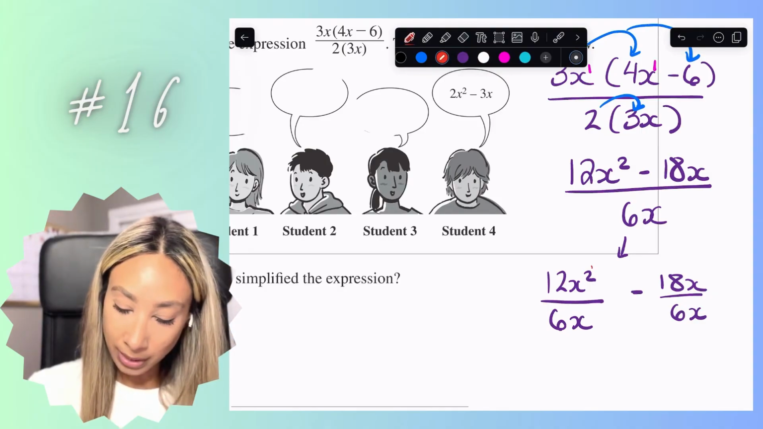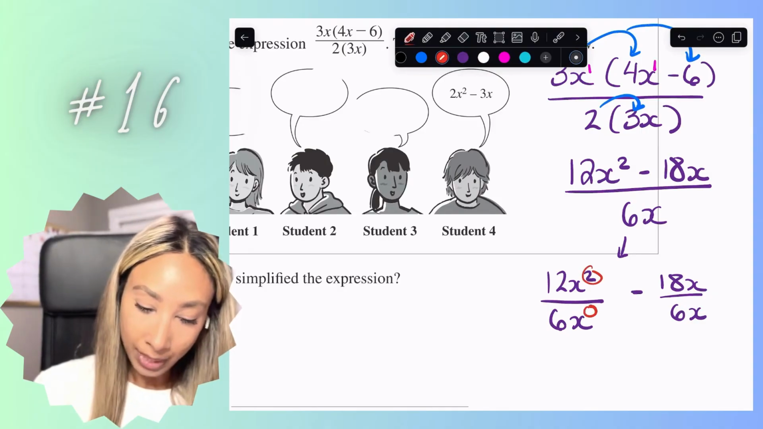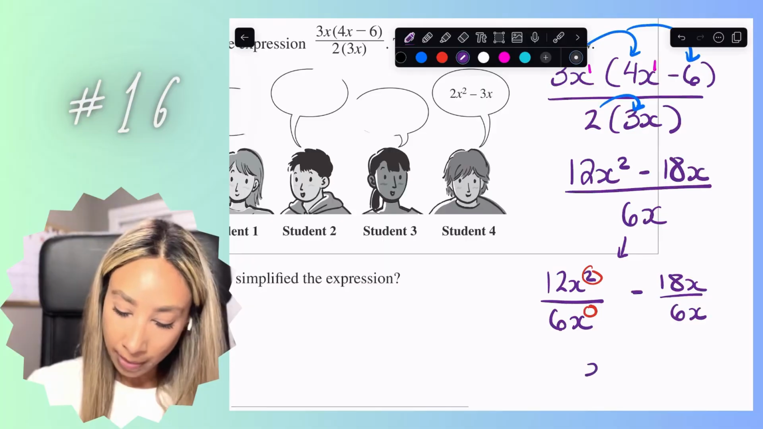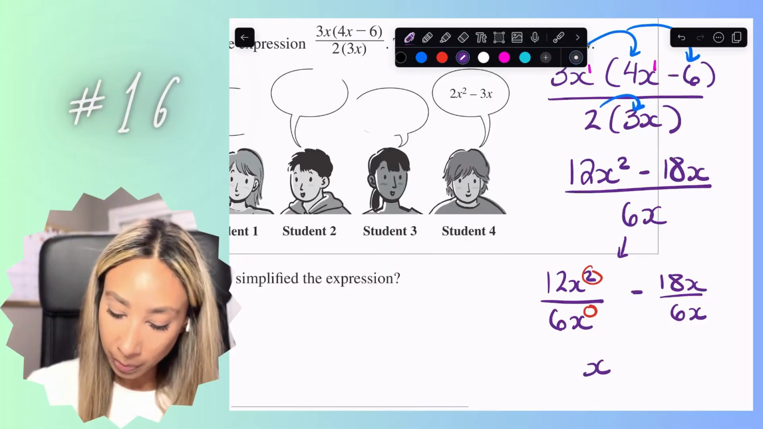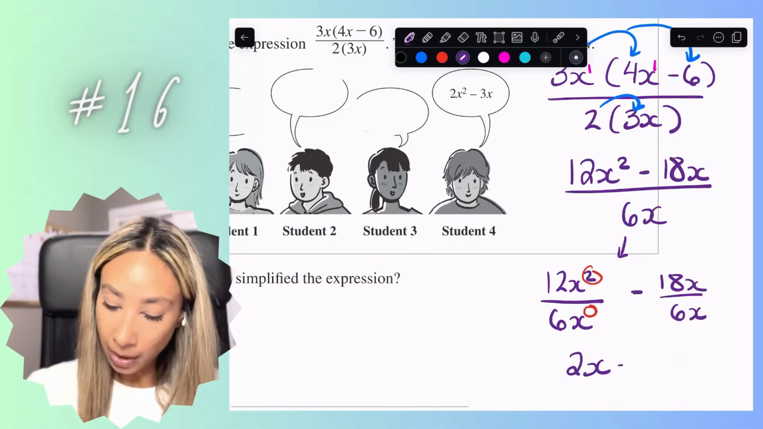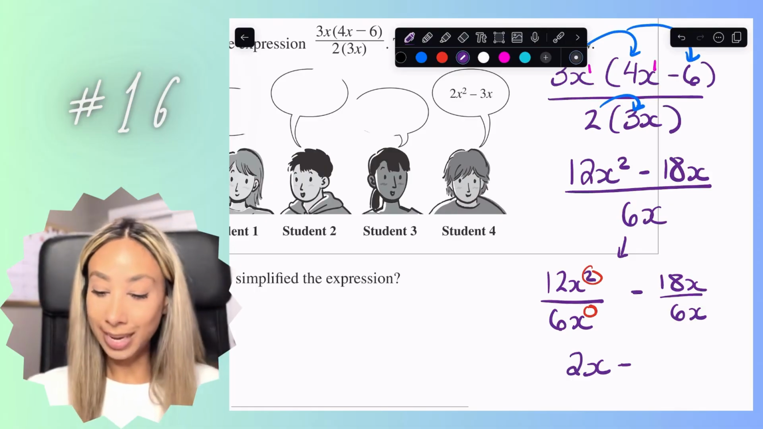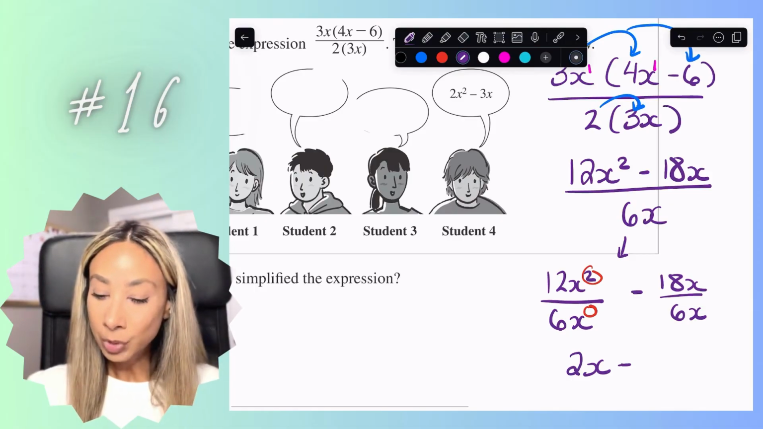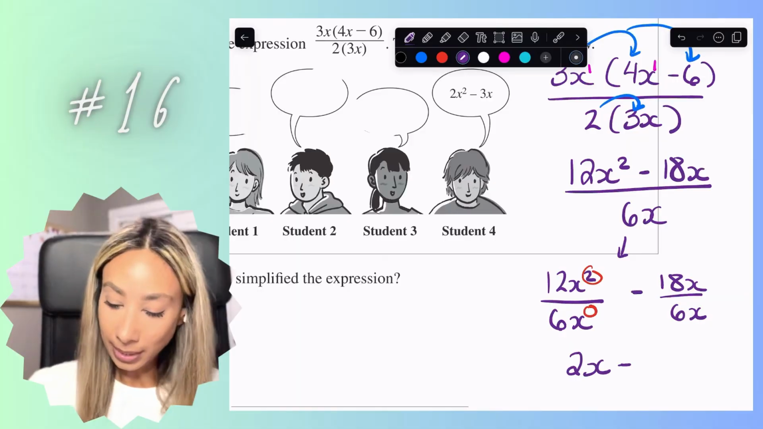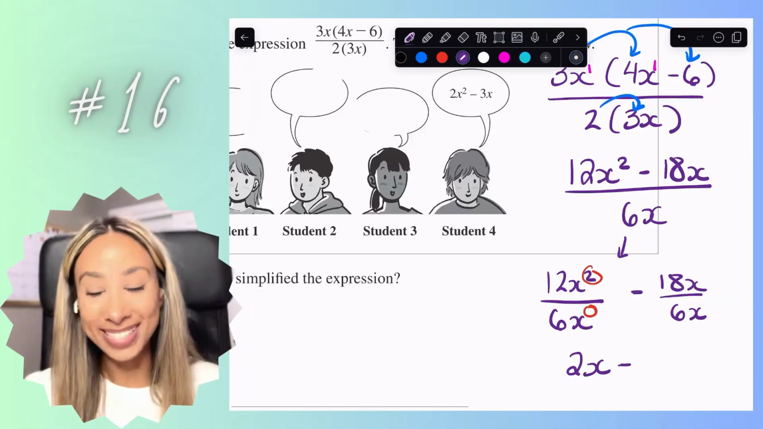So these exponents here are going to get subtracted. That's going to leave me with just x. And 12 divided by 6 leaves me with 2. Then I'm going to bring down that negative and then focus on just the 18x over the 6x. So 18 take away 6, or 18 divided by 6, no takeaway.